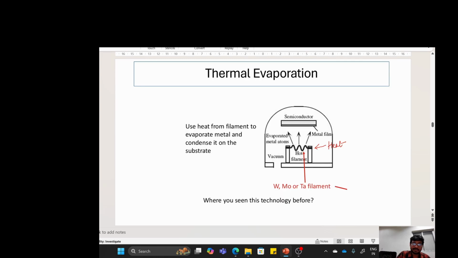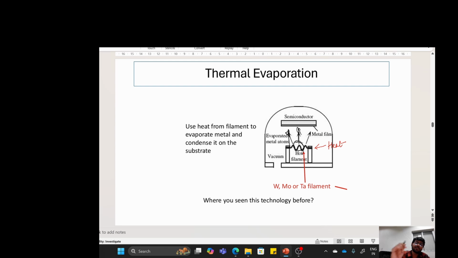And this is the thermal evaporation, as I told you. There is a filament, and in the filament you can have some material that will get heated up to the melting point, or you can take it till the boiling point, and you will get the deposition.